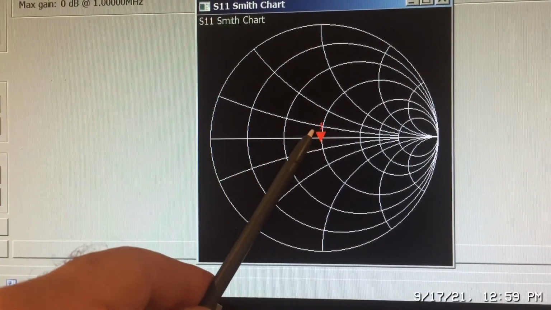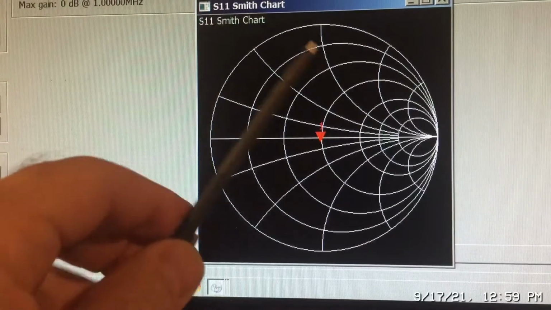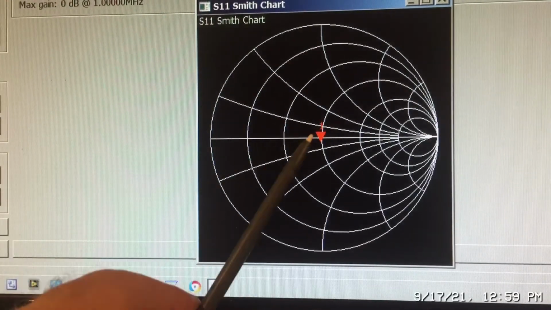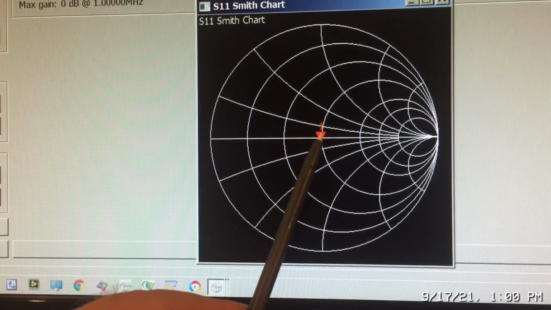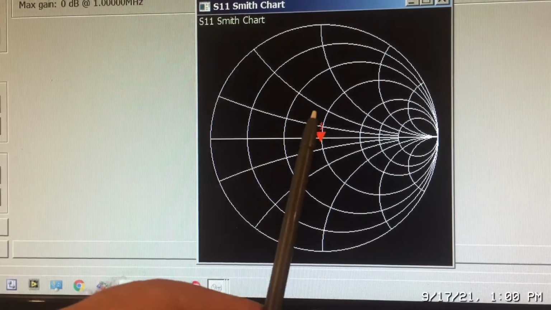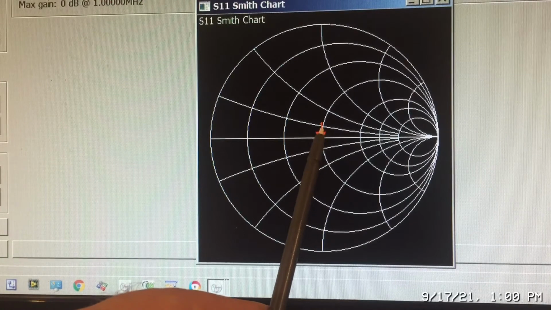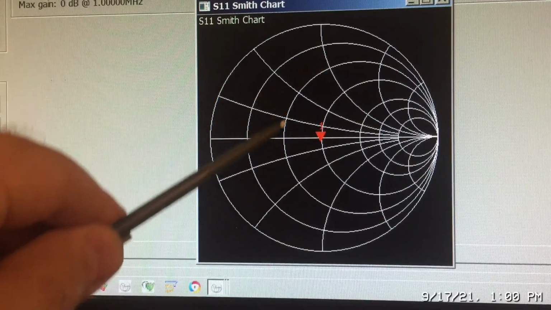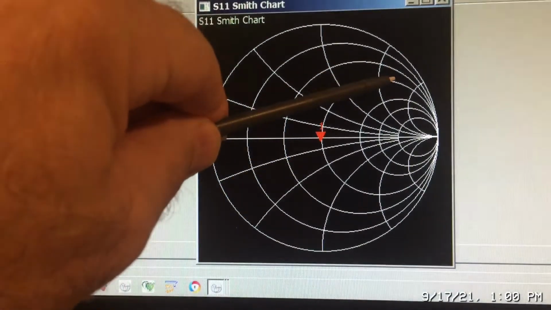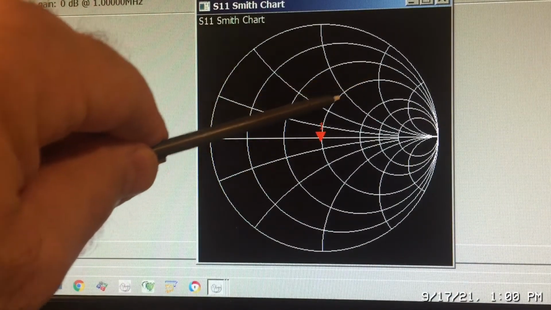Now let me just explain the Smith chart again briefly for those of you who might not be familiar with it. But the center of the chart is our 50 ohms, right? All our RF systems are normalized at 50 ohm impedance. These circles are the constant resistance circles that you see here. So this is the constant resistance circle for 50 ohms.